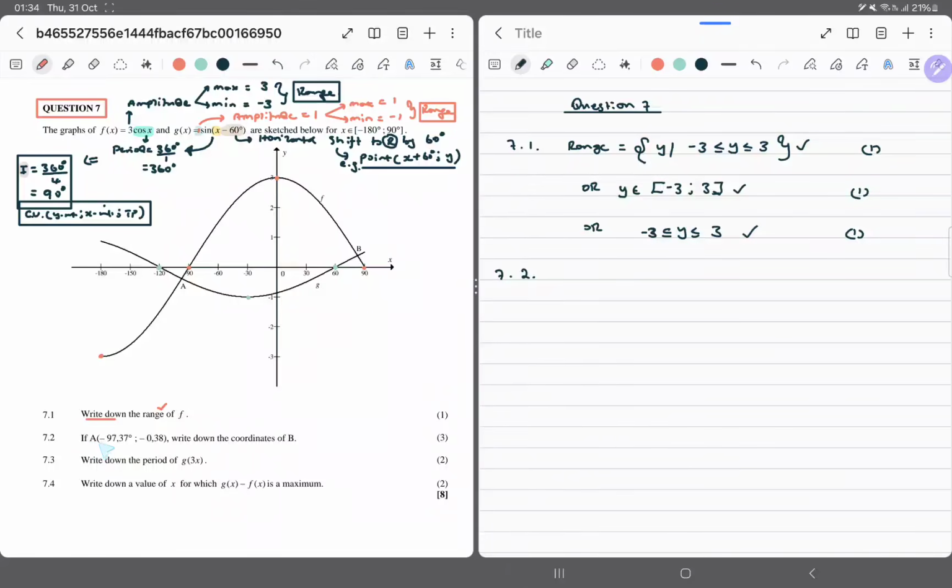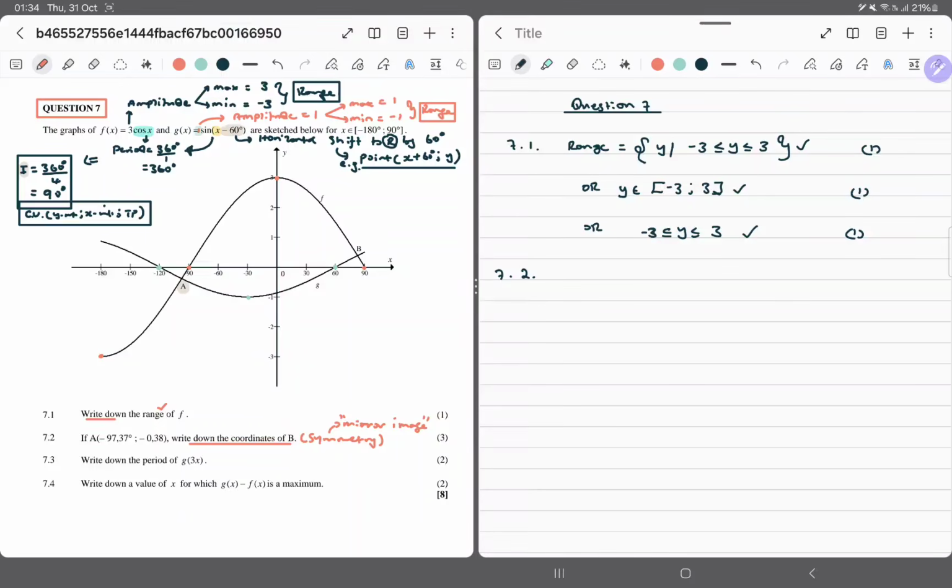7.2 says if A is minus 97.37 degrees to minus 0.38. Okay, now we're focusing on point A. Now we are to write down the coordinates of B. So now this uses the concept of symmetry. Symmetry in graphs, we talk of mirror image. Mirror image. So think of that word.